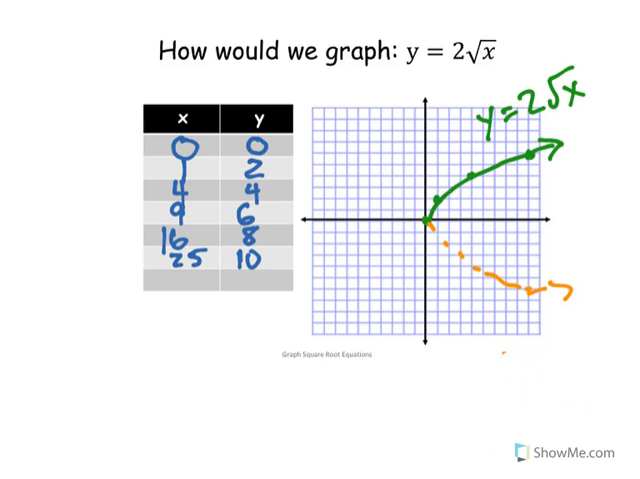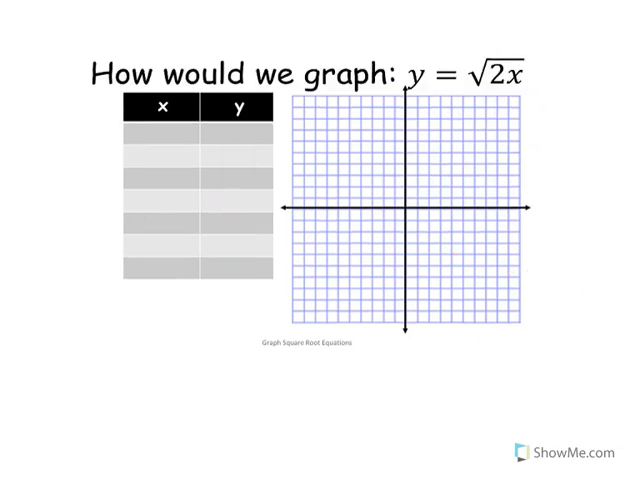The reason it's a little bit different is because in order for us to solve for y here, we would have to square both sides, which would give us 4, and then times x. So 2 squared is 4. Anyway, that's why it ends up being wider.